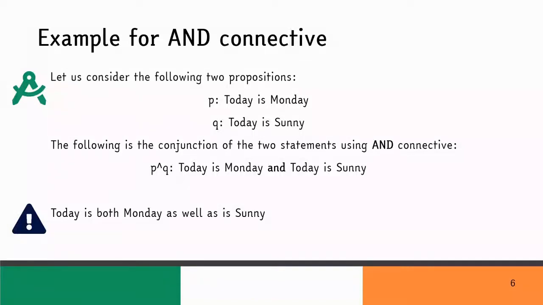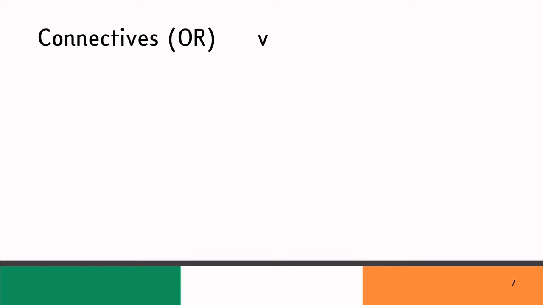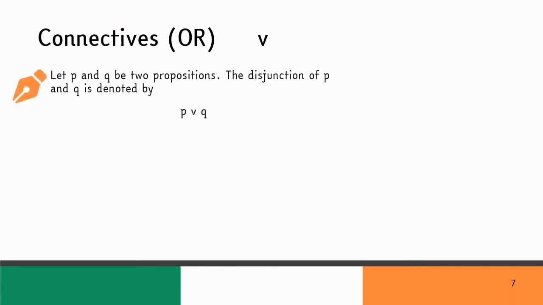AND is a conjunction. On the other hand, OR performs disjunction of two propositions. The disjunction is represented by a reversed caret symbol, which looks like the alphabet V. Let P and Q be two propositions. P, reversed caret symbol Q, which is read as P or Q, is the disjunction of two propositions P and Q.